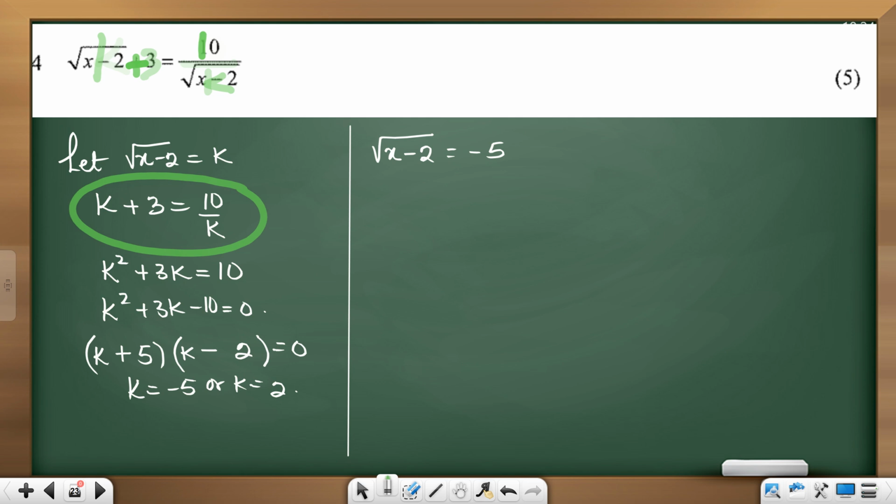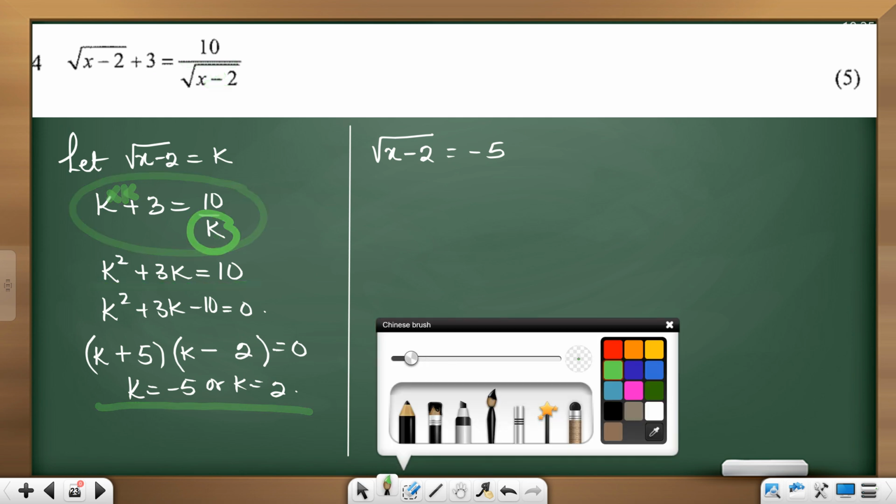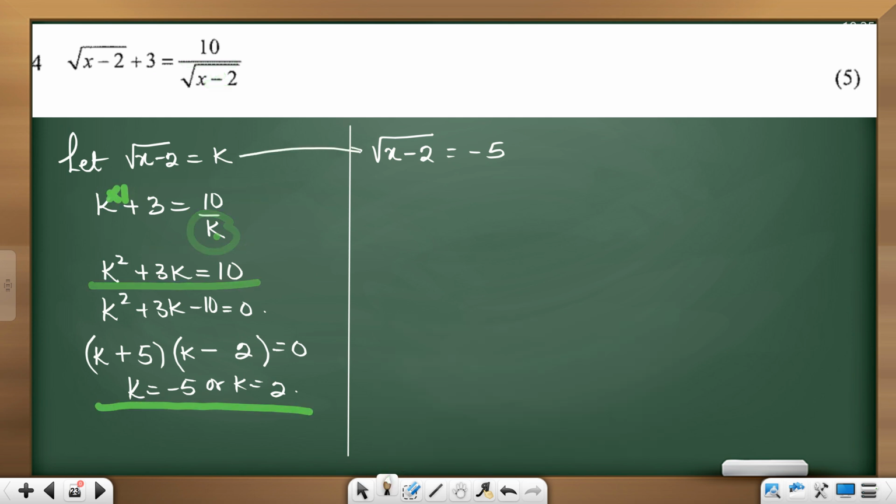Good. So you are saying let, to make it easy for you to be able to see what you need to do. And then here I multiplied by k across so that I can get rid of this. And that led me here. Now, a normal trinomial. But what is k? Remember, you bring that statement back, or root of x minus 2.